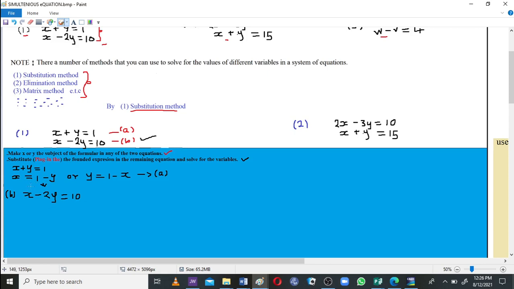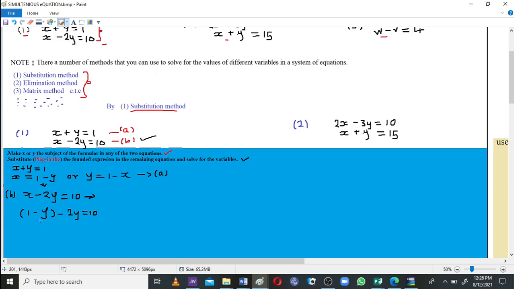So we are going to substitute wherever we have x in equation B. Wherever we have x, we substitute with 1 minus y. That's what it means when we say substitution method. So here we have x, so we substitute this with 1 minus y, and everything else remains. So we have 1 minus y minus 2y is equal to 10, right?